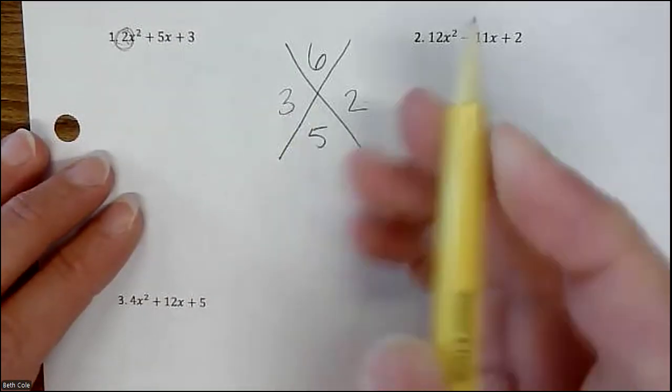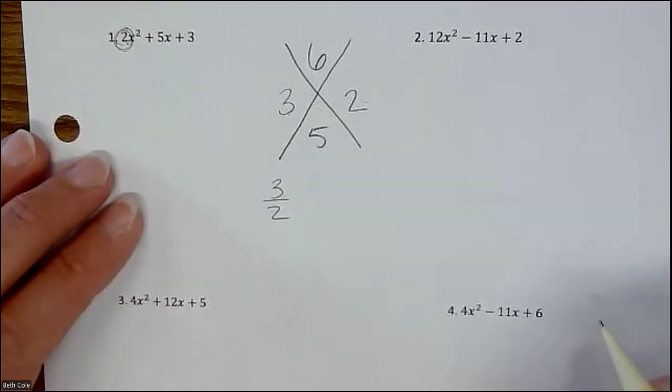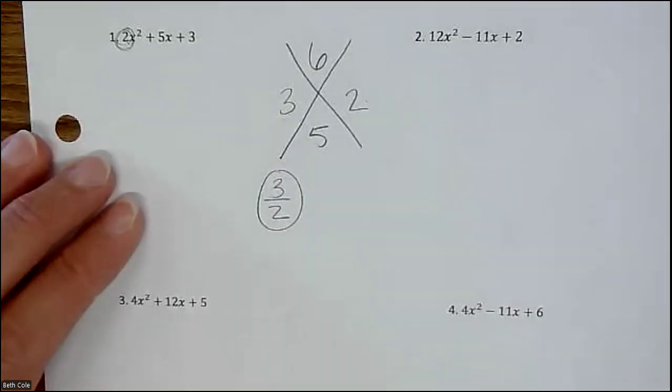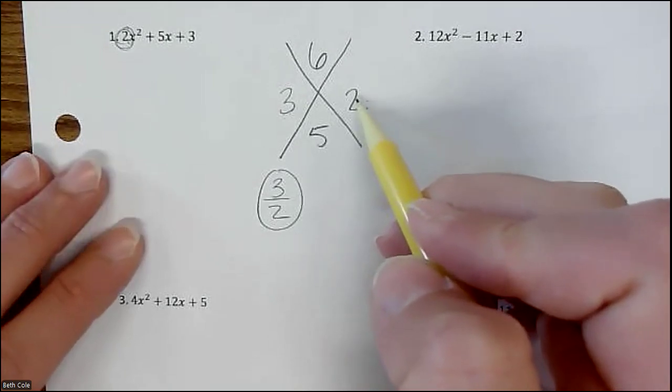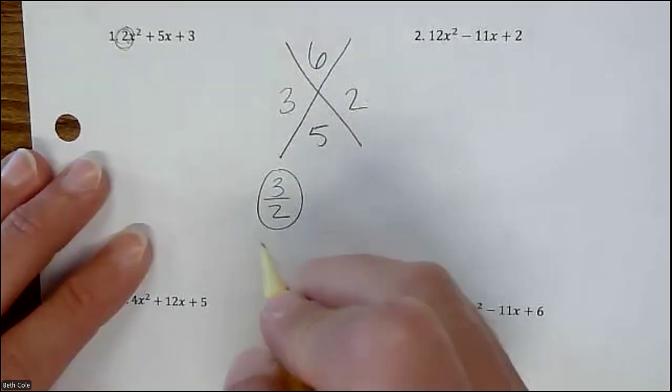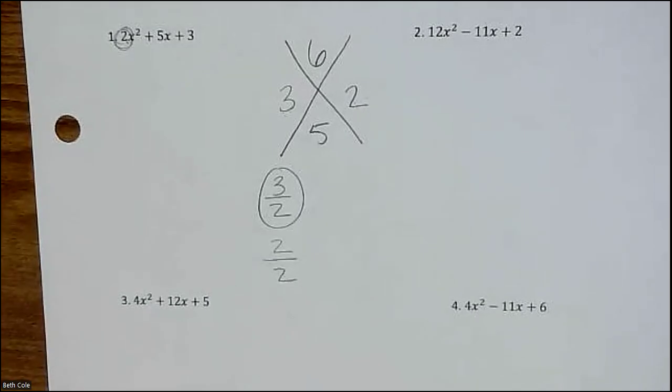All right. So watch. I'm going to take 3 and divide it by 2. Does that reduce at all? No. So that one's done already. It doesn't simplify any further. And then I'm going to take 2 and divide by 2, and that does reduce.